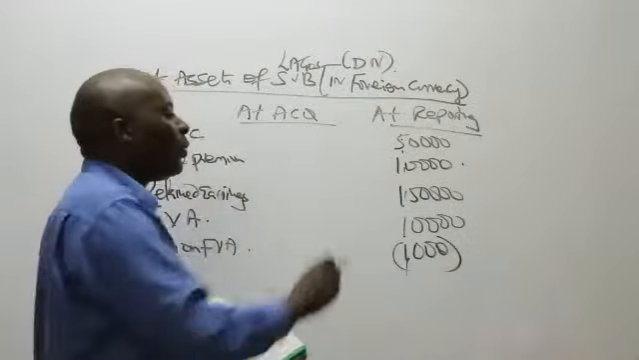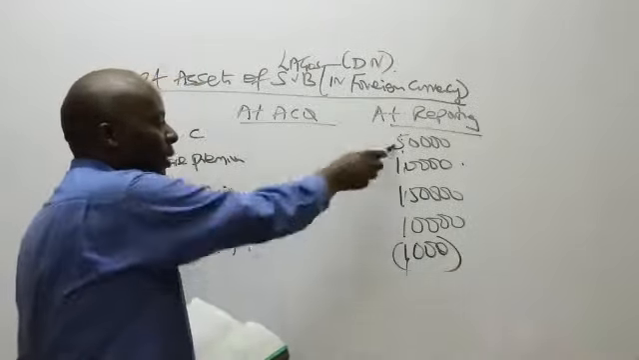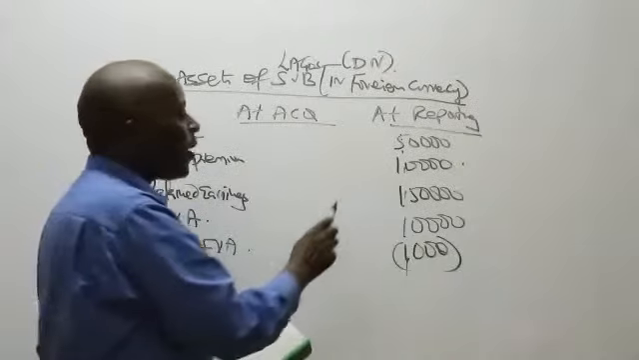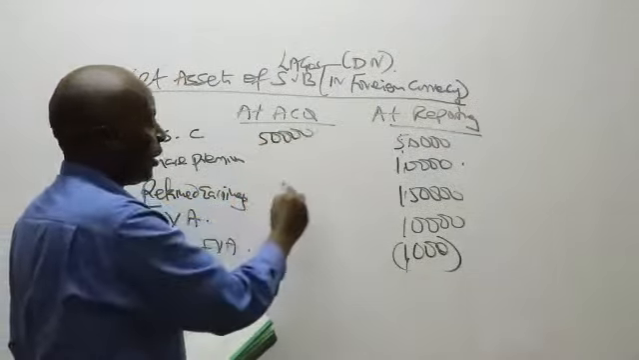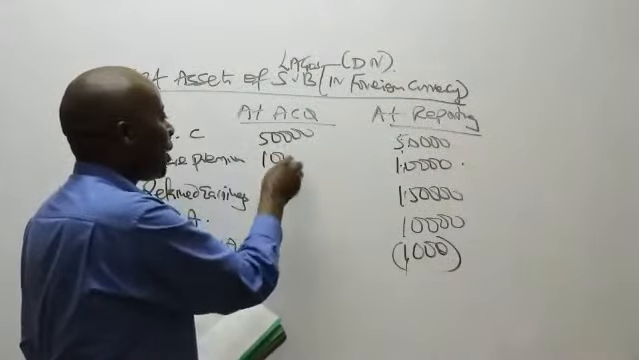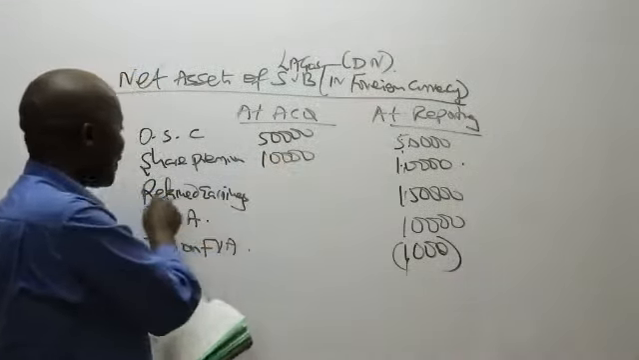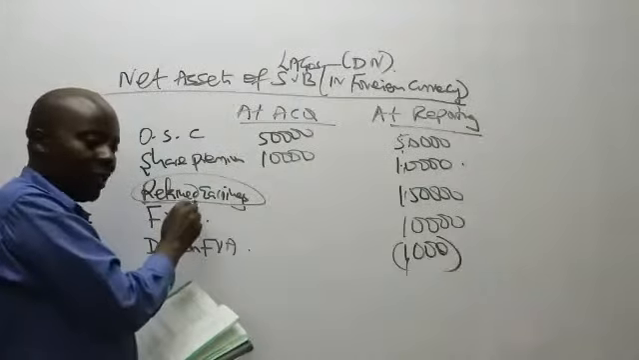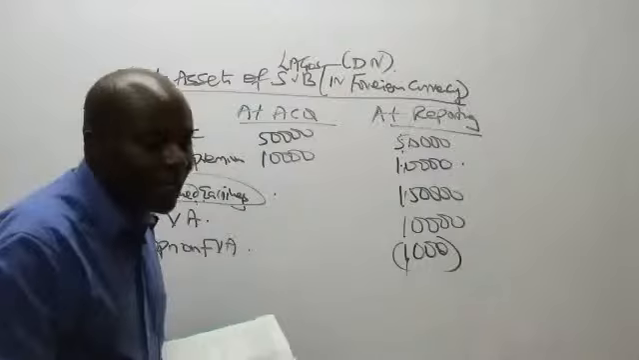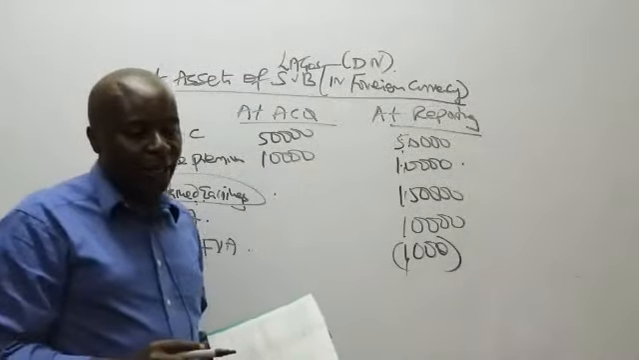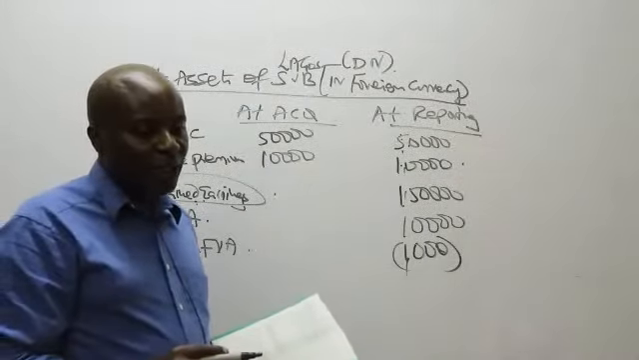Now, I know that most of these things are about changing and placing figures here. For example, share capital never changes, it stays the same, 50,000. Share premium never changes, it stays the same. But retained earnings at acquisition is normally given. Are you able to see the retained earnings at acquisition?